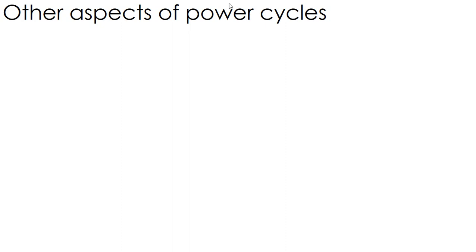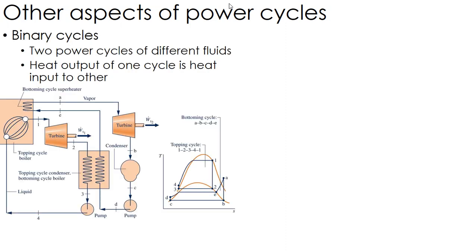Okay, we've got two more aspects of vapor power cycles that we want to discuss before moving on. The first is a binary cycle, and really what this is, it's two vapor power cycles stacked on top of each other. So we've got two different fluids. One's kind of a hot fluid, one is a cooler fluid.